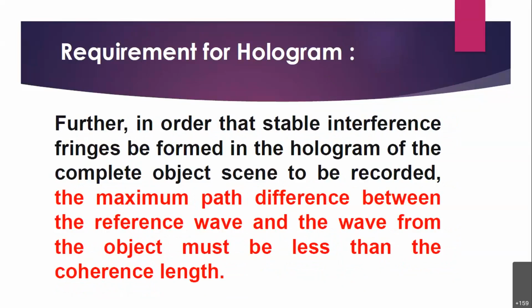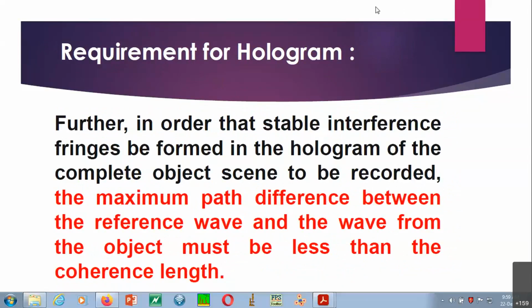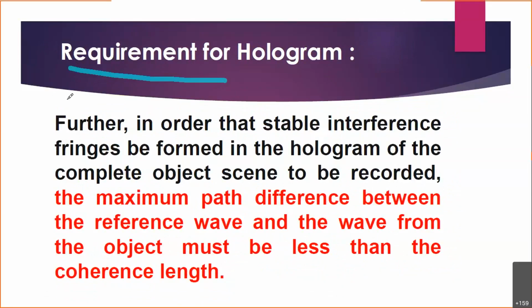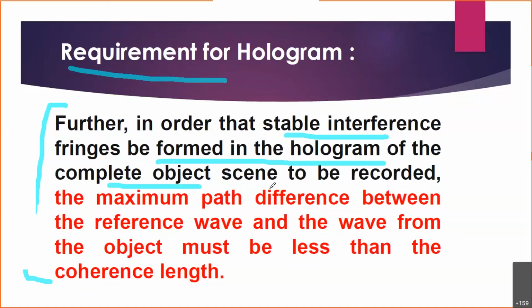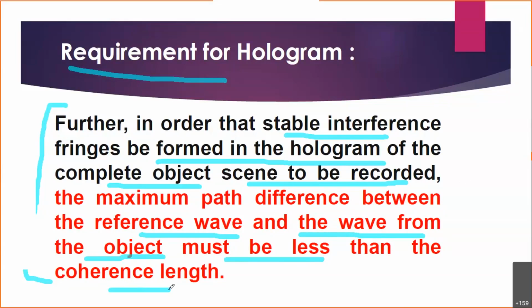Requirement of hologram. I will come to this, just 1 minute. You see, I have highlighted the part, requirement of hologram. So you see over here, in order that the interference fringes form in the hologram, the complete object has to be recorded. Since you need to record the complete object, then only you see the proper hologram. Now, what is the criteria? The maximum path difference between the reference wave and the wave from the object, that means the object wave, must be less than the coherence length.